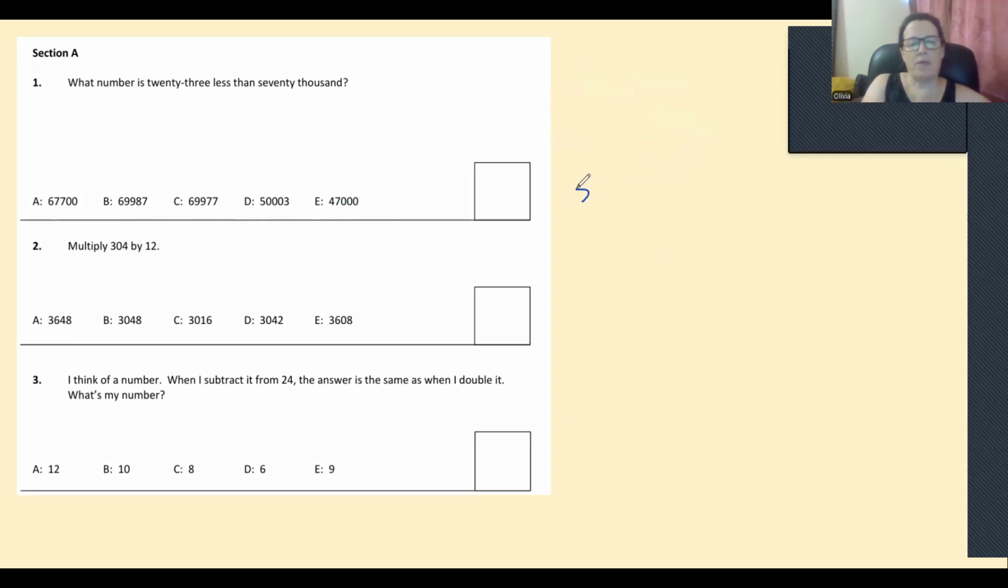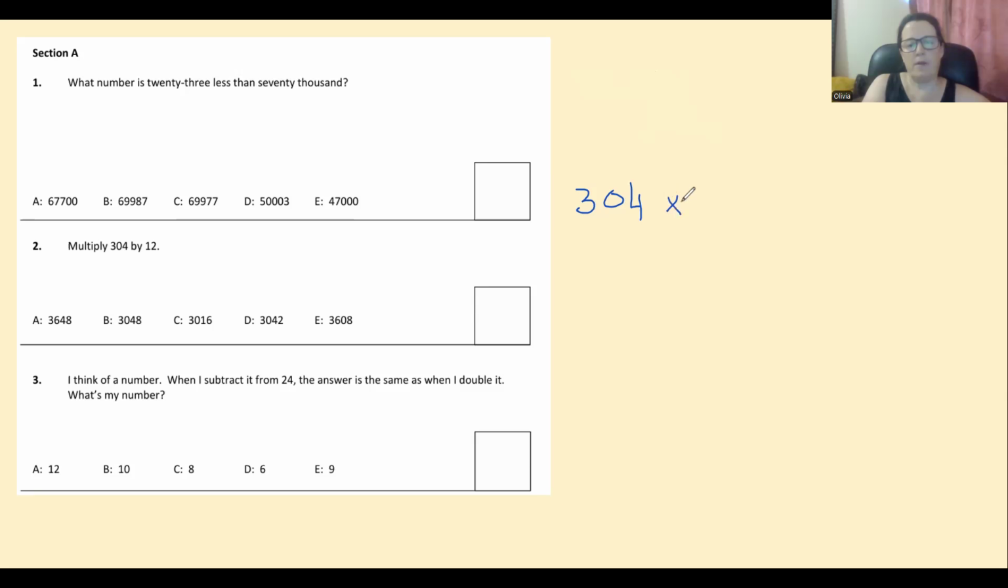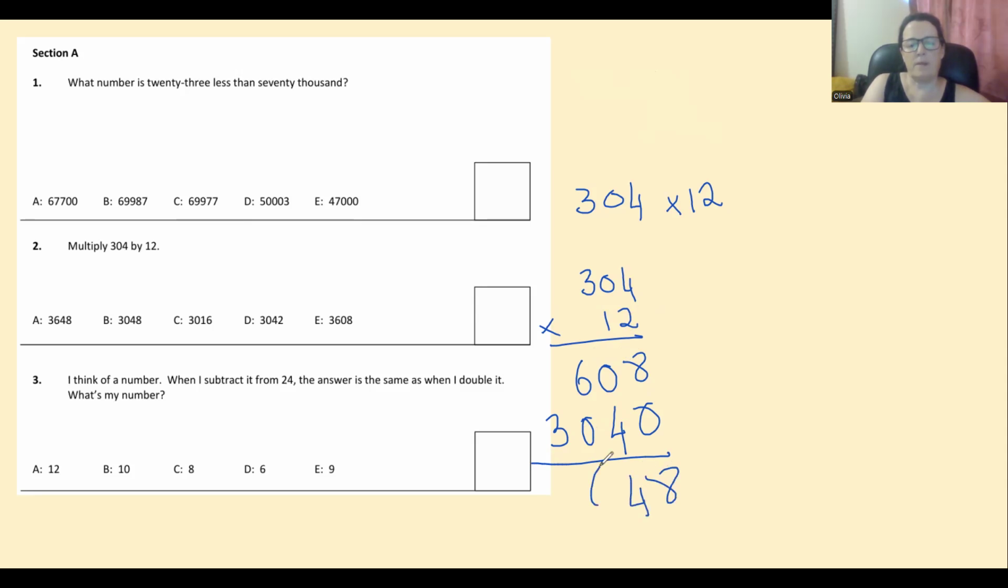Multiply 304 by 12. Again, one way of doing it is 304 by 12. We've got two fours are 8, two nots are nothing, two threes are 6, put down my 0. 1 4 is 4, 1 0 is 0, 1 3 is 3. And my answer here is 3,648. Now, is there a quicker way of doing it, or a different strategy?